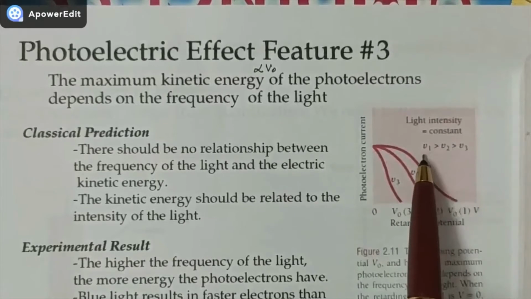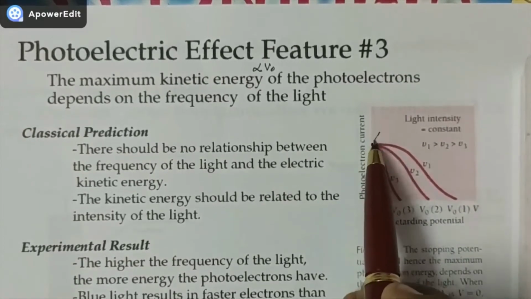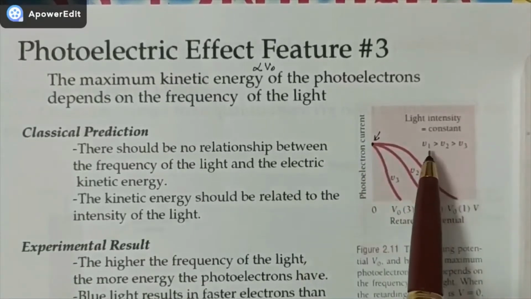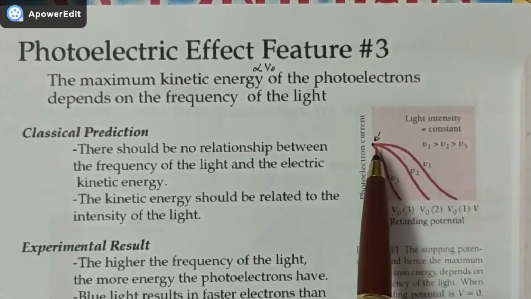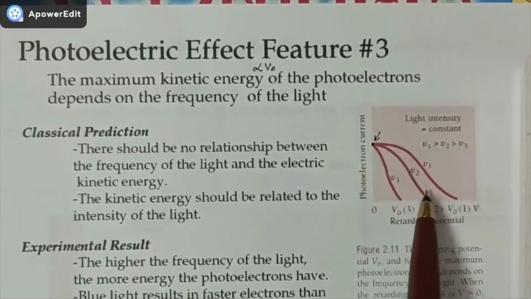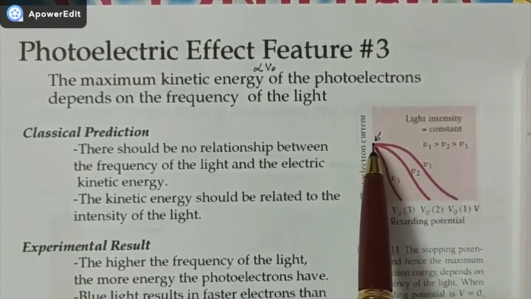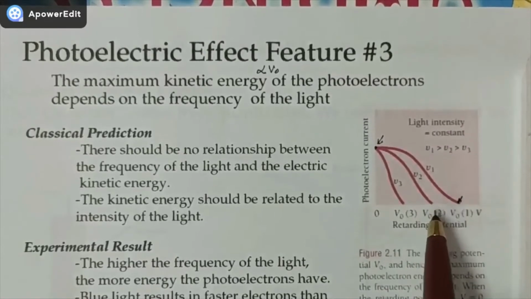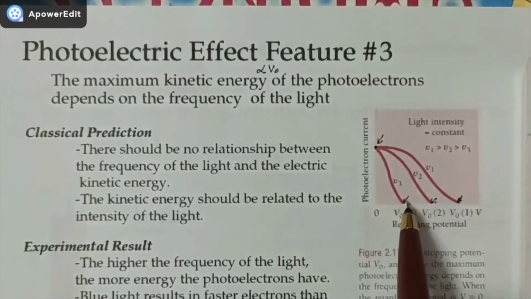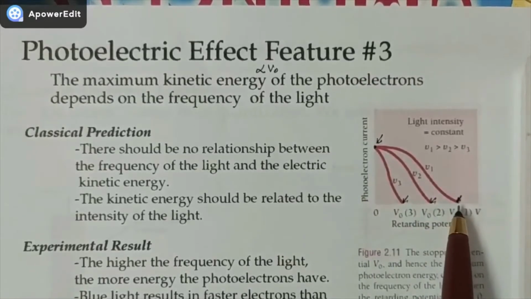So you can see that if the intensity is constant, then the current is constant. You can see that the current is constant for these frequencies, nu 1, nu 2 and nu 3. If I say nu 1 is red light, nu 2 is blue light, nu 3 is yellow light, then the current is the same for all these three lights. But what is different is the stopping potential. The stopping potential is different for all the three. The stopping potential is directly proportional to my maximum kinetic energy.